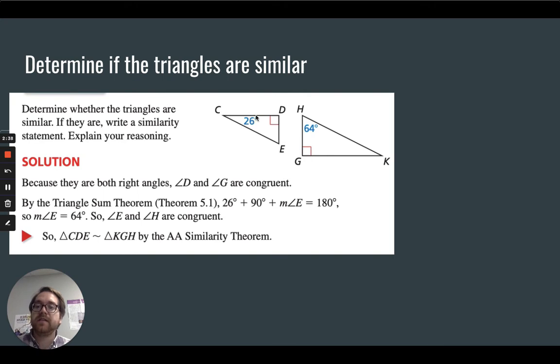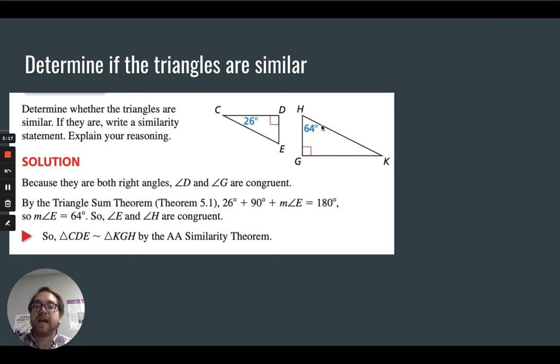And then we can see in the figure that this angle C is 26 degrees and this angle H is 64 degrees. And those obviously aren't congruent. But let's look at the third angle and see what that can tell us. So if we look at angle E in this smaller triangle, we can figure out what angle E is because we know that all the angles in a triangle should add up to 180 degrees. So the 26 plus the 90 plus the angle E should equal 180 degrees. So if I take 180 minus 90 minus 26, that gives me 64. So angle E, we find, is 64 degrees.